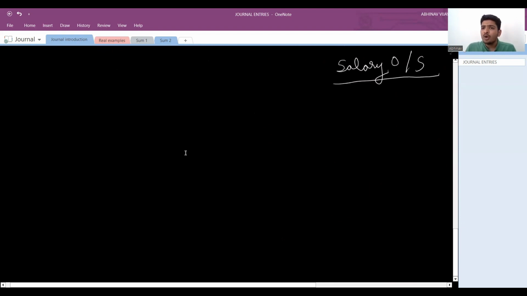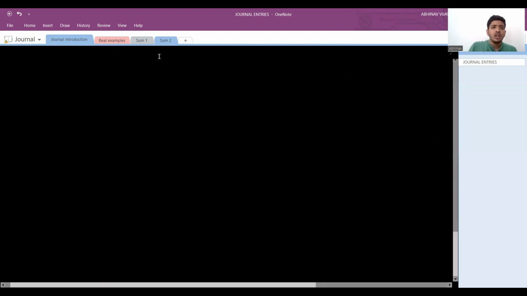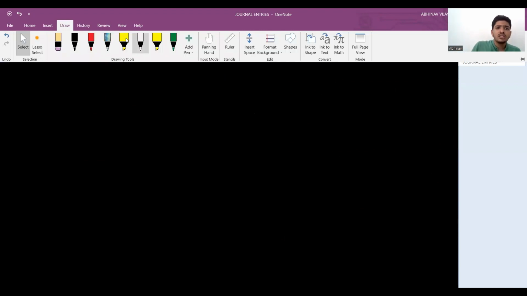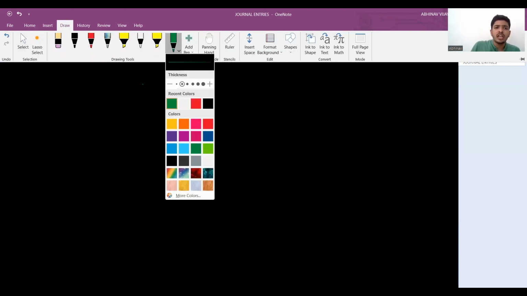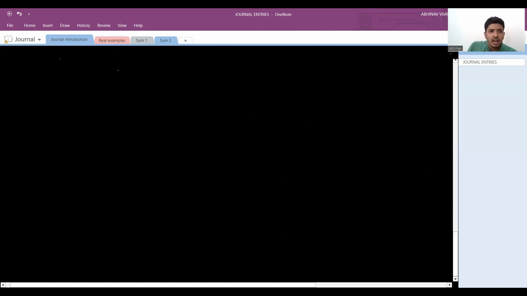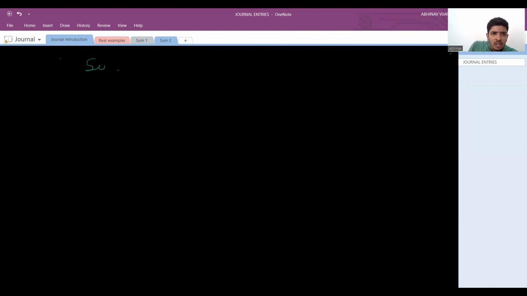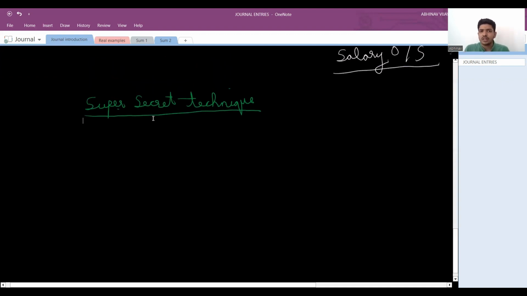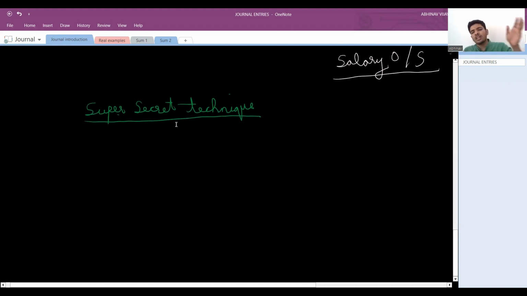Now, I'm going to give you a weapon here. When I say weapon, it actually is one of the greatest weapons you can take to your exam hall. Just write this down, and the name is Super Secret Technique. This is the name of the weapon. This is the weapon that will help you solve every journal entry question, not only of 11th and 12th, till CA. Now, super secret technique.